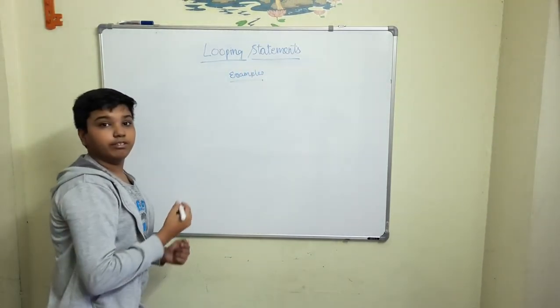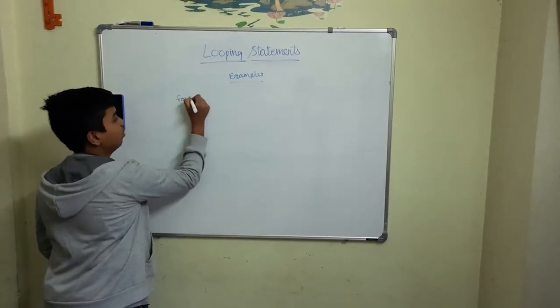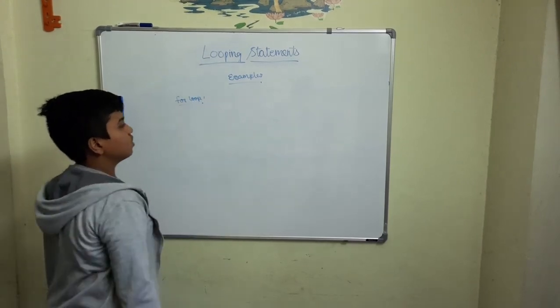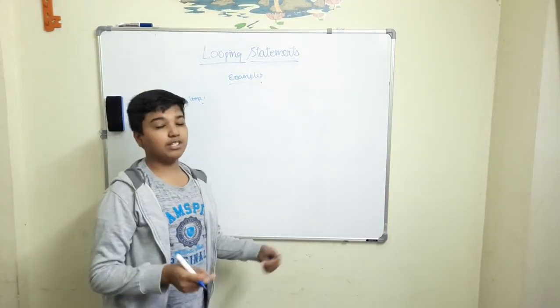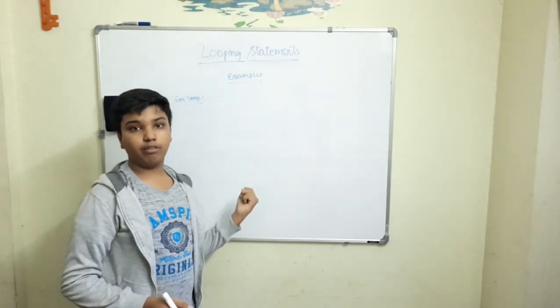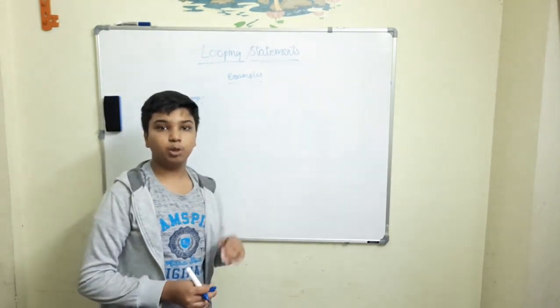So first we go with the for loop. Let's say you were asked to print 10 numbers, like from 1 to 10, using a for loop, or maybe the multiples of 2 using a for loop.